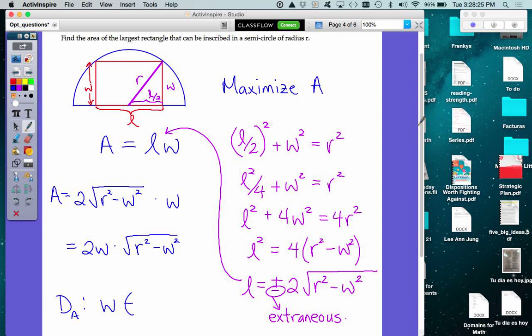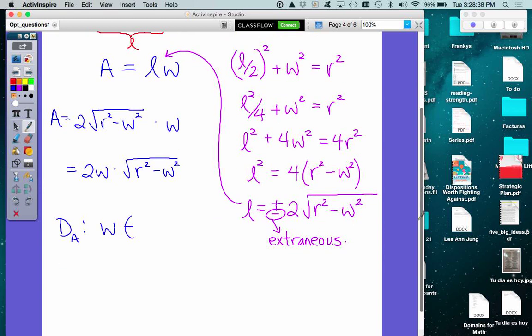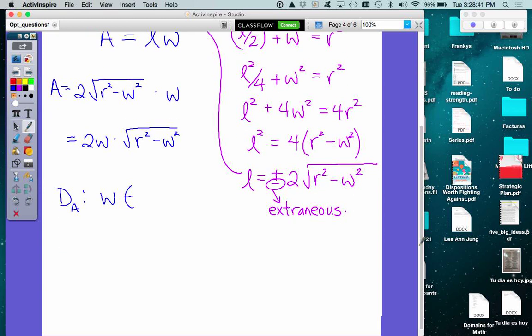And likewise, as my rectangle gets skinnier and skinnier, that rectangle will get closer and closer to the top of the semicircle, and so my width will get closer and closer to r. Again, w can never equal r, because if it did, I would have no width and I would have no semicircle. So w is constrained from 0 to r, exclusive. You can't have either endpoint. Now that we've done that, we can go ahead and take the derivative of this. So I'm going to do that on the next page.